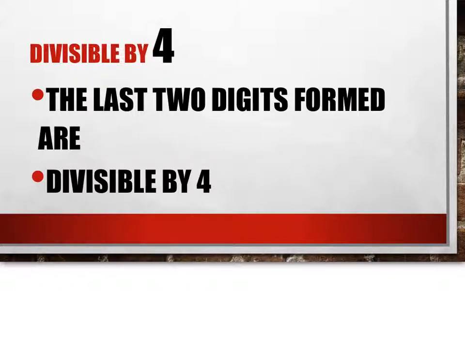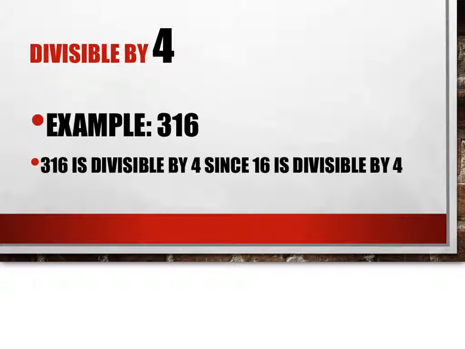Next, we're going to take a look at numbers that are divisible by 4. The rule is the last two digits formed are divisible by 4. So let's take a look at an example. Our example is the number 316. We're going to take a look at the last two digits: we have a 1 in the tens and a 6 in the ones, so that makes 16. And we know 16 is divisible by 4. So because of this rule, we can say that the number 316 is divisible by 4.